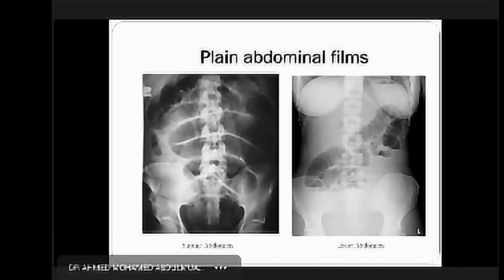But in case of intestinal obstruction like this one, small bowel obstruction, they do both, supine as well as erect. In erect, you'll always see multiple air fluid levels with a step ladder appearance. This is the air and this is the fluid. So you see it as a step ladder appearance. So that is the erect abdominal X-ray.